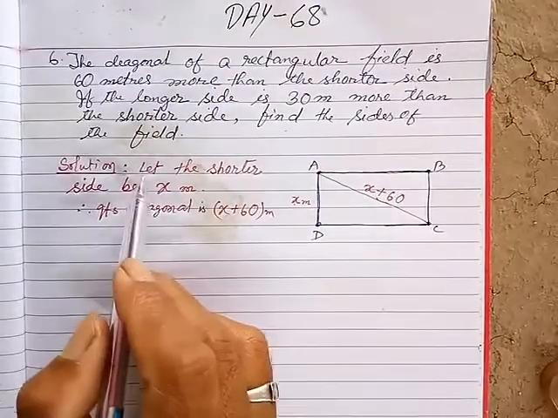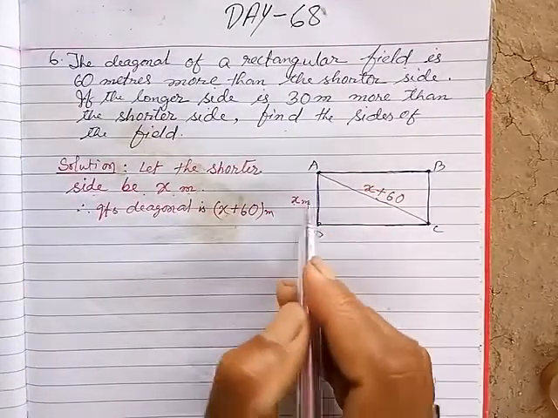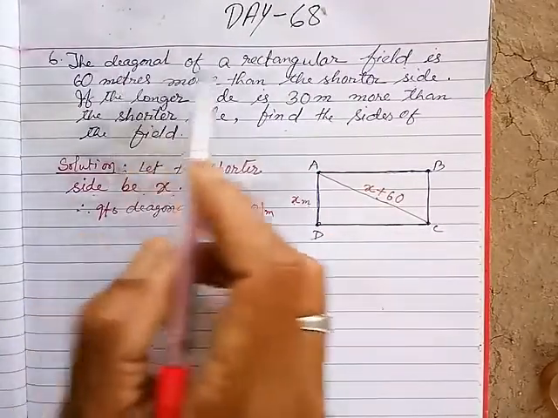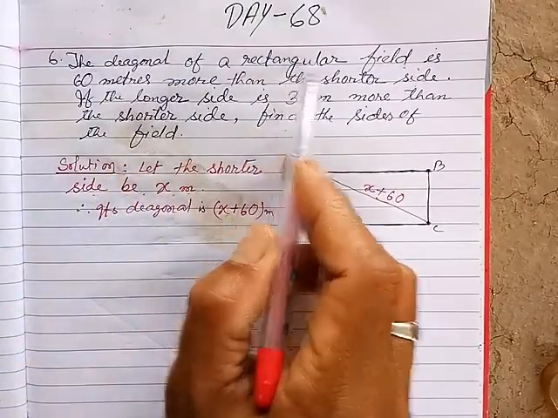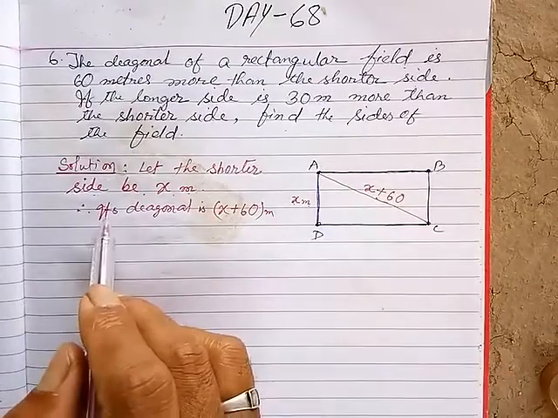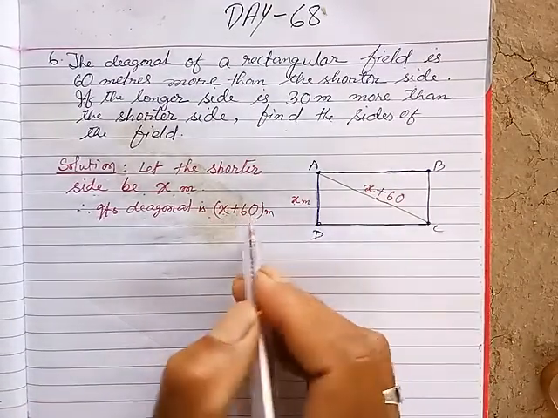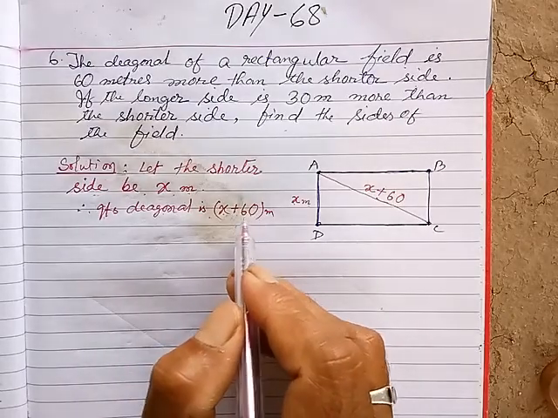So I wrote here, let the shorter side be x meter. And according to the question, the diagonal of the rectangular field is 60 meter more than the shorter side. So its diagonal is x plus 60, because the diagonal is 60 meter more than the shorter side.